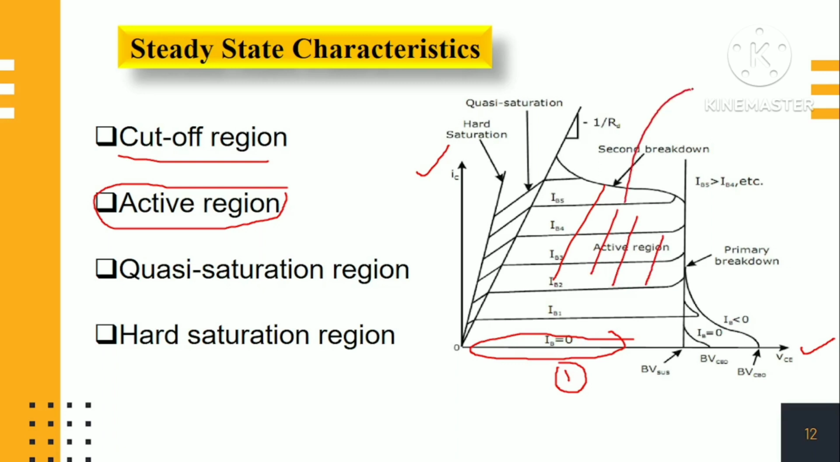The active region is applied only for amplifier circuits. For an amplifier circuit, the BJT is operated in the active region. We are not focusing on this area, since it deals purely with electronic circuits like amplifiers and oscillators. The third region is called the quasi saturation region, a region which after some arrangement becomes the hard saturation region.